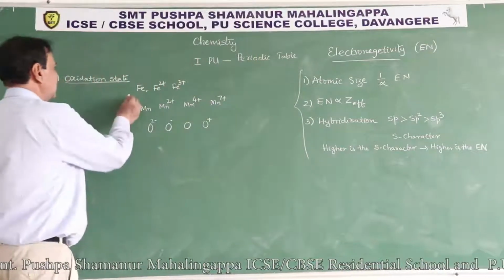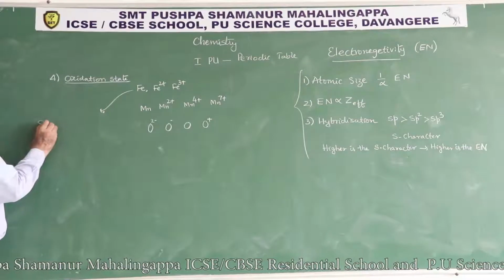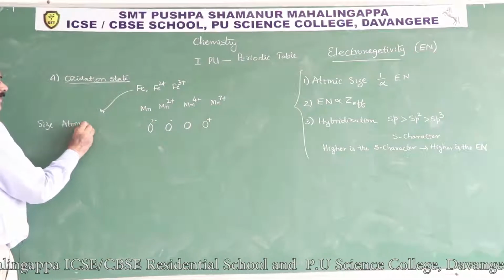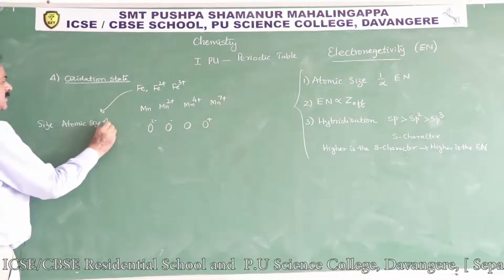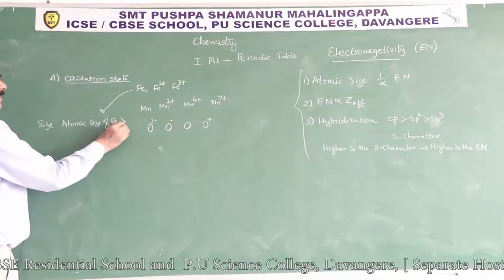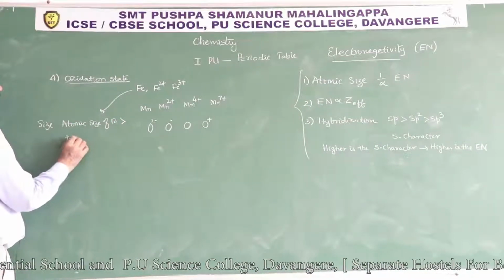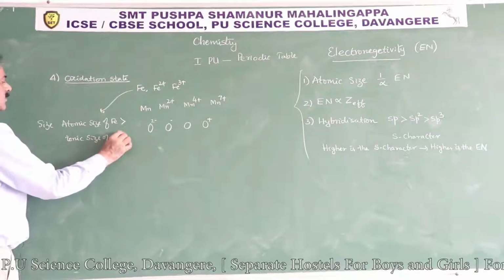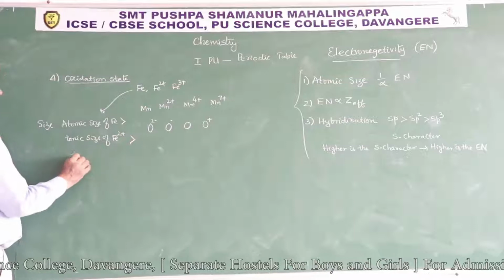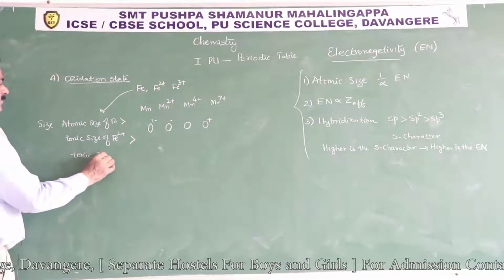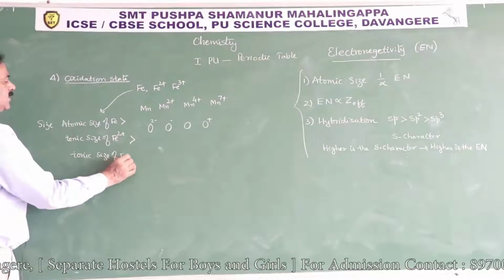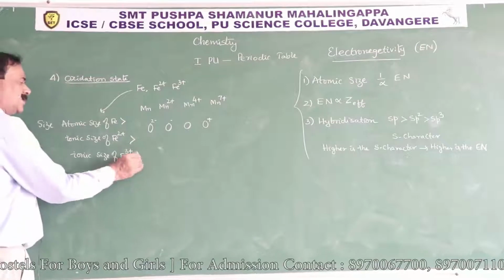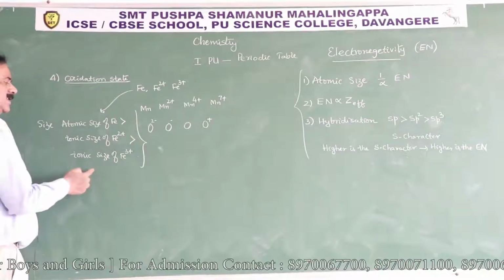Therefore, size here corresponds to the atomic size of iron. Atomic size of iron is greater than ionic size of Fe2+, which is higher than ionic size of Fe3+. Now, which is the smaller one? Fe3+ is the smallest one.